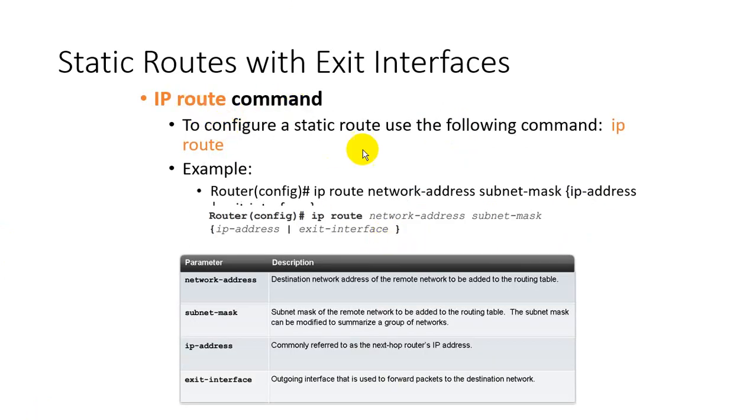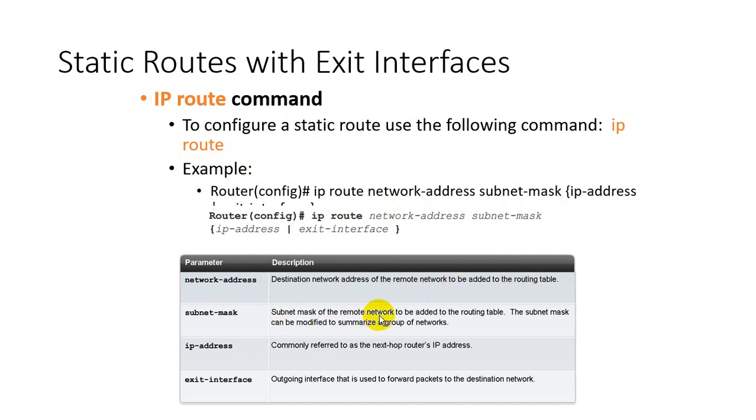IP route command: to configure a static route, use the following ip route command. We can use ip route, network address, subnet mask and IP address, or ip route, network address, subnet mask, and exiting interface or the next hop IP address. Here is the network address, the destination network address of the remote network to be added to the routing table.